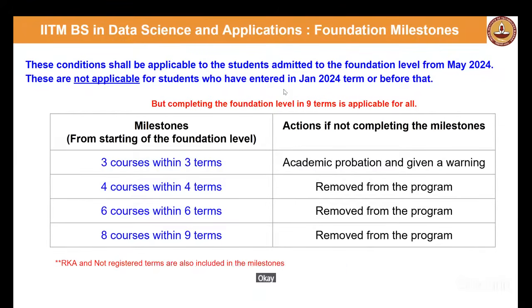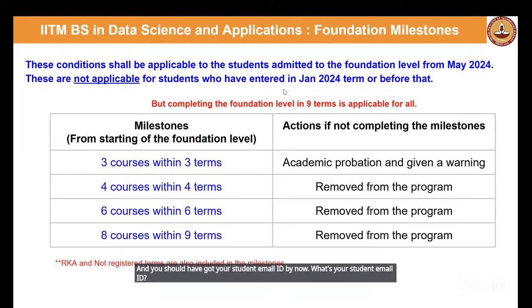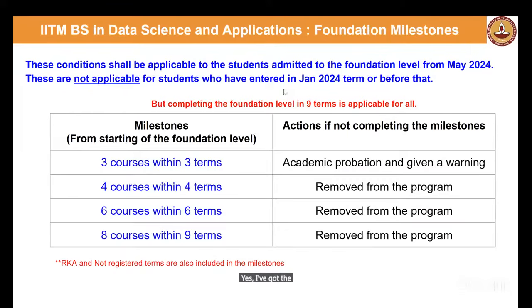I have enrolled in Jan 2026. I have done the qualifier. Then you should have got your student email ID by now. What's your student email ID? Yes, I have got the student email ID. What is the email ID? 26F1. So that means you entered the foundation from Jan 2026. So that was the first term, right? Yeah. Okay, clear. Thank you so much, ma'am. Okay. Sure. Thanks. Sri Radha Krishna.